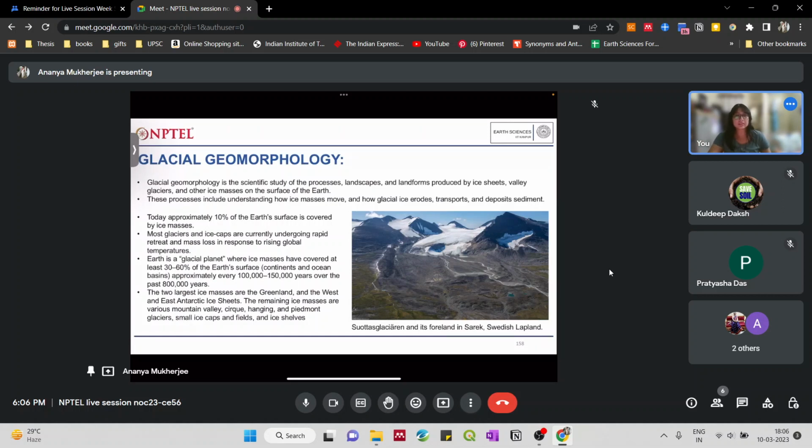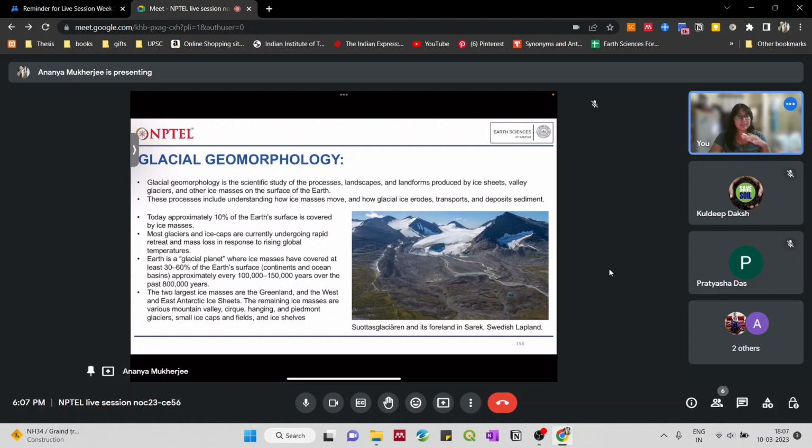Glacial geomorphology is the study that we do to understand the processes, the landscapes and landforms that are produced by the movement, transport, and deposition done by ice sheets. They can be large tabular forms, or they could be forming in the mountains or in valleys. We will see the different types of glaciers that are there. A large mass of ice collected somewhere, in thickness as well as spatial extent, is called a glacier in common understanding.